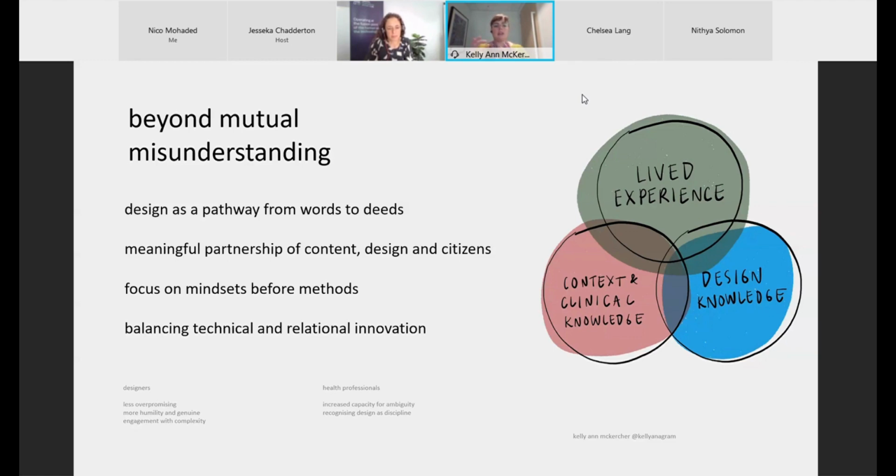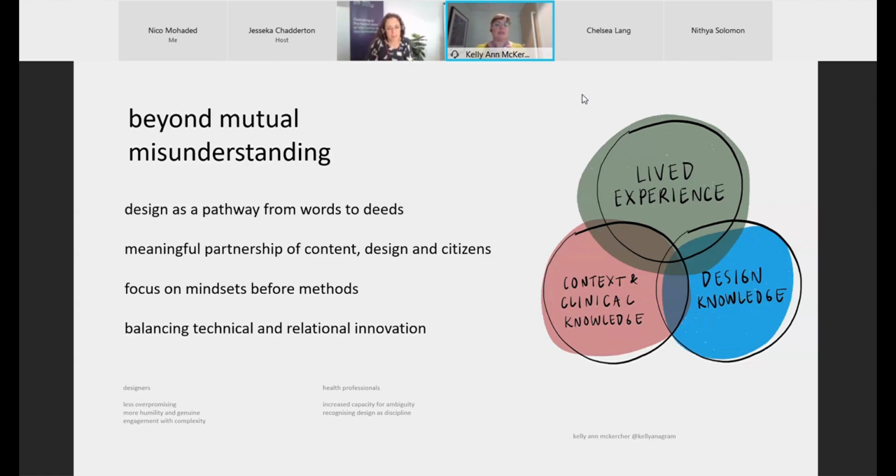But to do that, there has to be a partnership of content knowledge or context and clinical knowledge with lived experience and with design knowledge. And we're often not bringing those three things to bear. And there's probably more circles in this Venn.